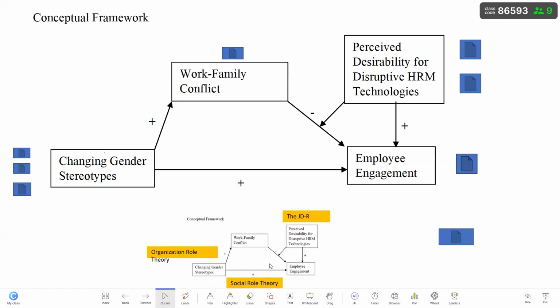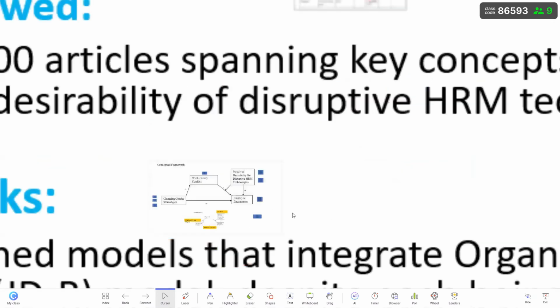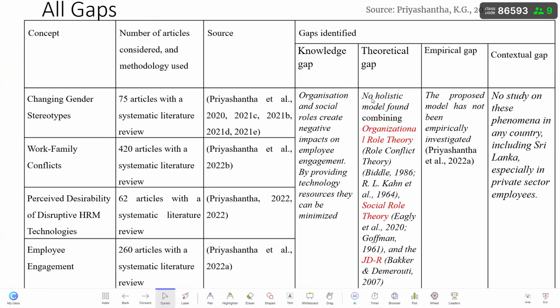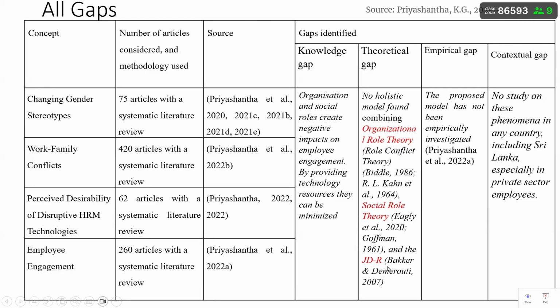So that is the gap. No theory, no holistic model found. That's why, in this theoretical gap, no holistic model was found combining organizational role theory, social role theory, and JD-R into one particular model, right? So you can provide citations here like this in order to provide evidence that you have referred to all these things and taken them from reading all these sources, right?